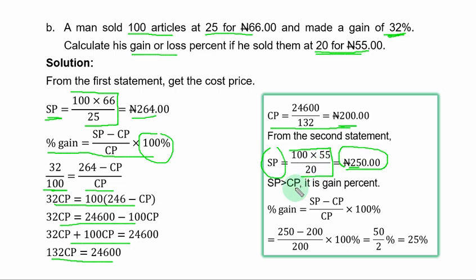So percentage gain, again you have the same formula, that is 250 for selling price minus 200 for cost price over 200 for cost price times 100%. If you subtract the numerator, you have 50. You can reduce 100 and 200 by 100, and you have 2 remaining here. So you have 50 over 2%, and that is 25%.